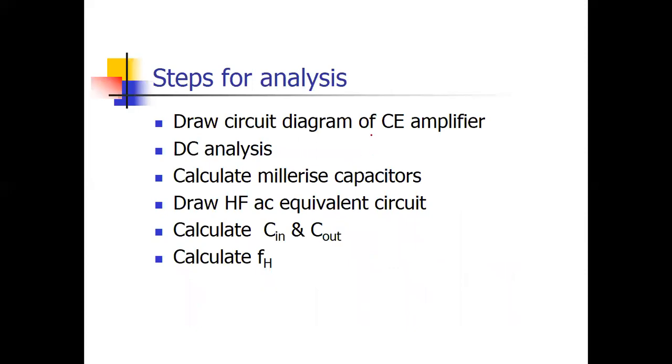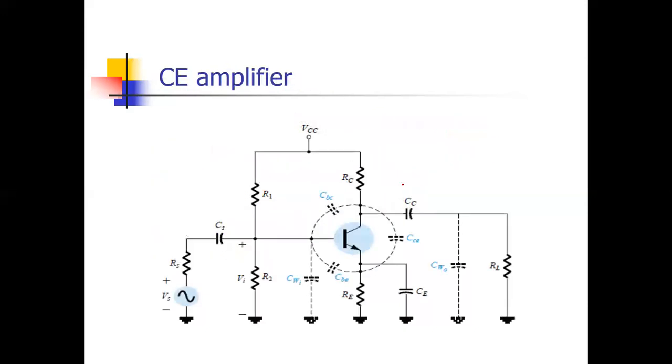Step 2 is DC analysis. If you remember, we do DC analysis for finding the Q point, and for DC analysis the capacitors are open circuit. So I'm skipping this step because I have already explained in multiple lectures how to do DC analysis. For DC analysis, all these capacitors will be open circuit. Then you will change the circuit into the voltage divider equivalent circuit, then you will apply KVL and find out the values of IC and VCE. Those who want details, please refer to my previous lecture. So today we will do only AC analysis, not DC analysis.